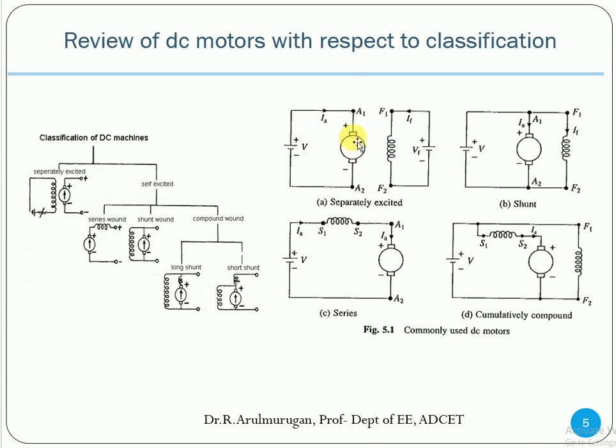So once rotation is produced, a small voltage is produced. That voltage flows in this direction, opposite to the supply voltage. That's why it is called a back EMF.